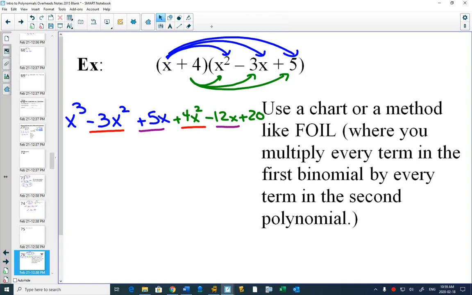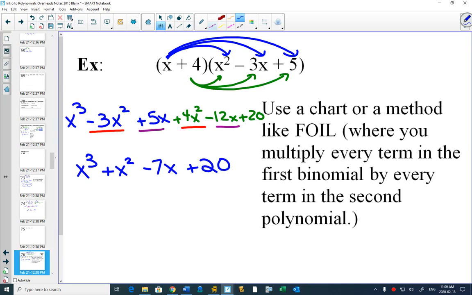So our final answer for this one, we have an x cubed, minus 3 plus 4 gives plus x squared, plus 5 minus 12 gives negative 7, plus 20.